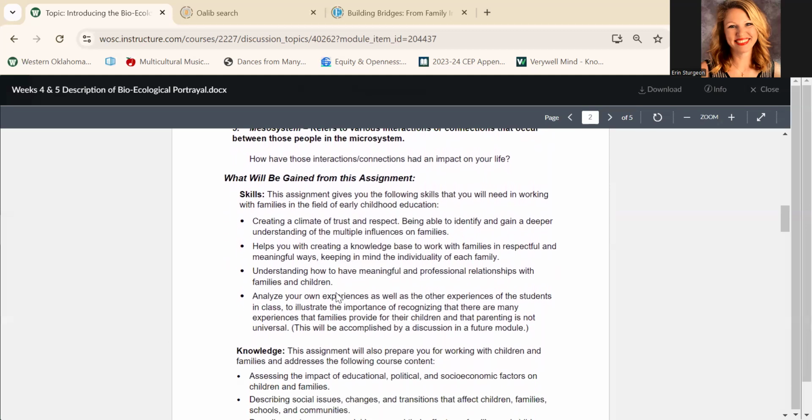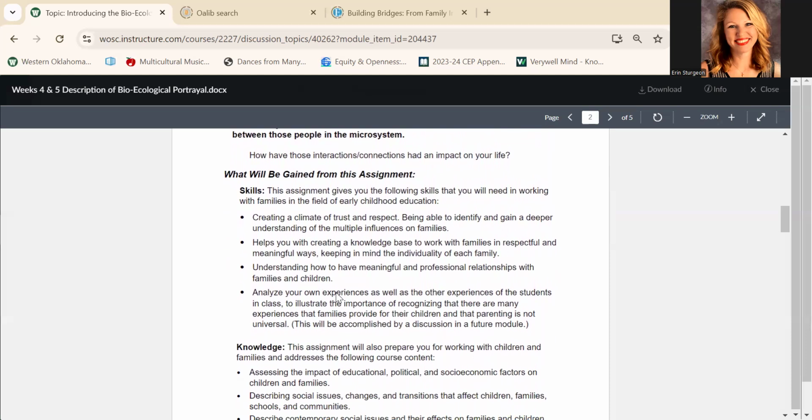Then the skills and knowledge that I certainly hope you gain from this assignment, like creating a climate of trust and respect, helping you create a knowledge base to work with families in respectful and meaningful ways, understanding how to have meaningful and professional relationships with families and children, and analyzing your own experiences, as well as the experiences of students in class, which we'll do in a future discussion, will illustrate for you the importance of recognizing that there are many experiences that families provide for their children, and that parenting is not universal. Not everyone is doing it the same way.